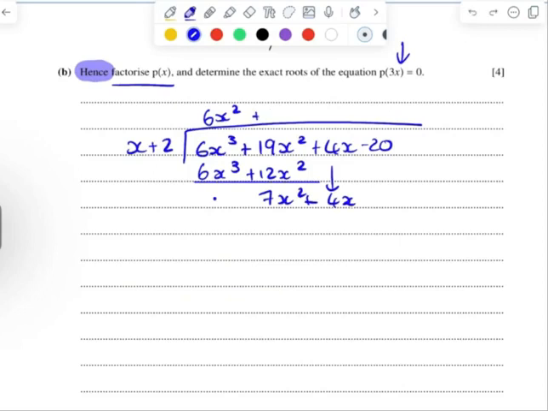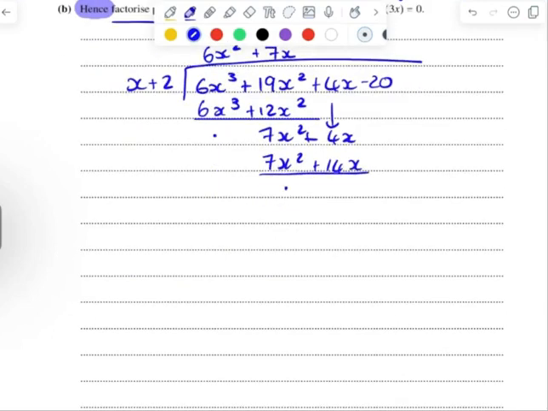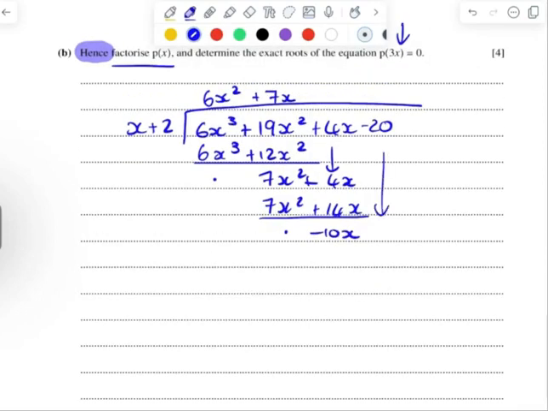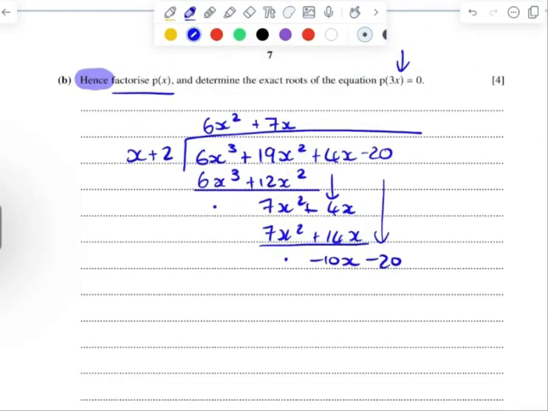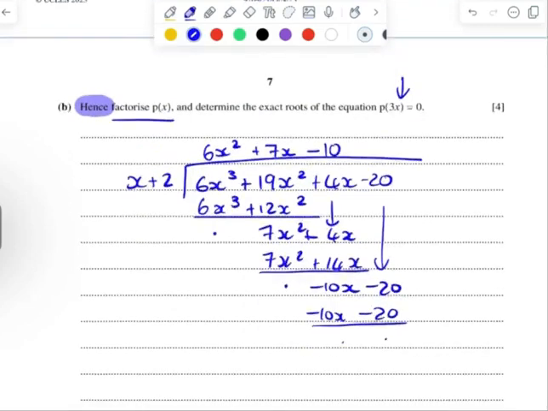Okay, then we're going to divide again. Sorry, that's not 4, that's 7x. 7x squared plus 14x, divide, multiply, subtract. So 4 minus 14 is minus 10x. And then bring down. And then here we have no remainder. Okay, so that's exactly what we're looking for.